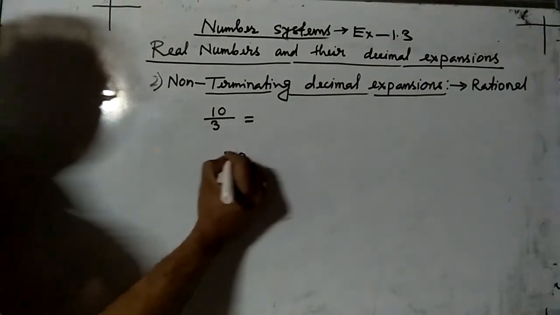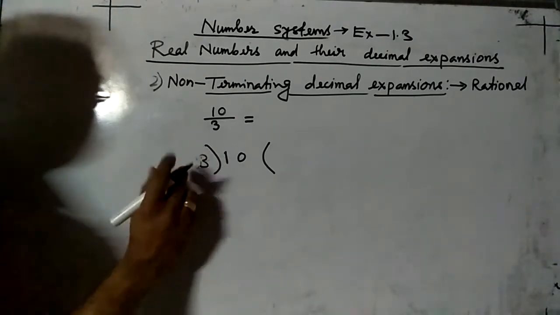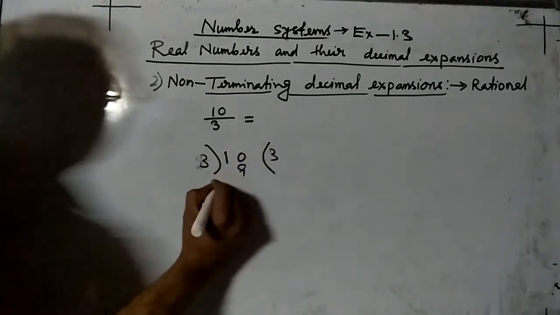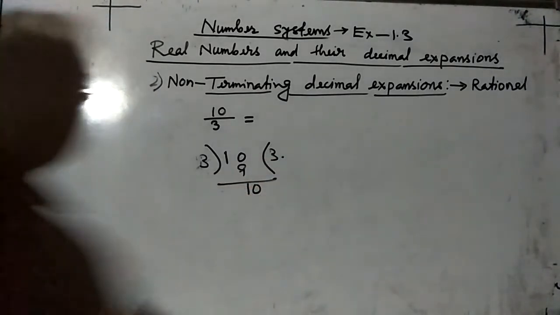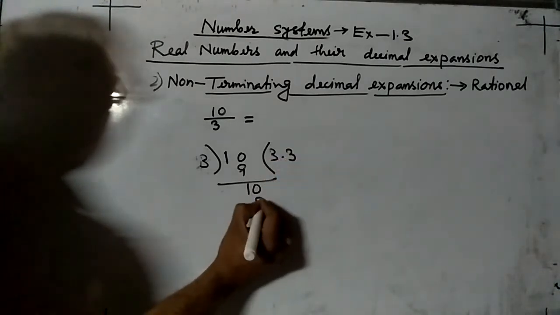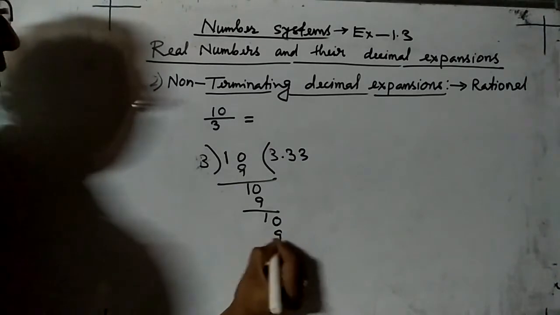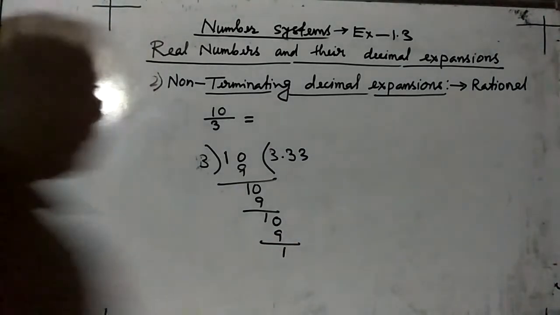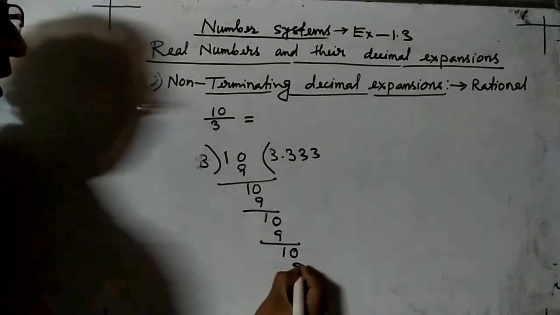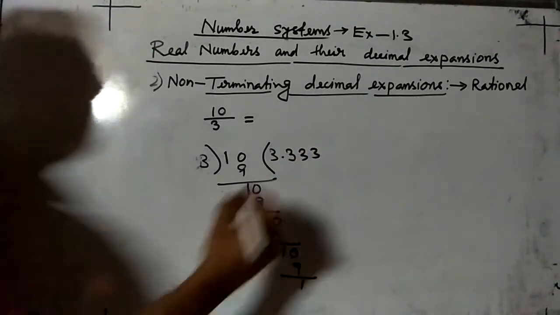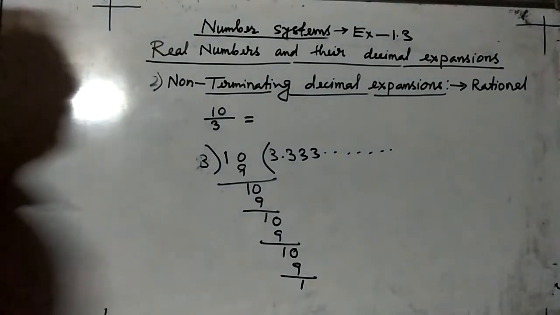Divide 10 by 3. So what will happen? Just check. 3 3s are 9. If you subtract then 1, putting a point, 1 0 you can take. Now 3 3s are 9. Again 1 is coming, 0 you can take. Again 3 3s are 9, subtract and 1 comes again. Again if you put a 0, then again 3 3s are 9, and after subtraction 1 will come. Like that, if you divide, it will not terminate. Again and again 3 will come.